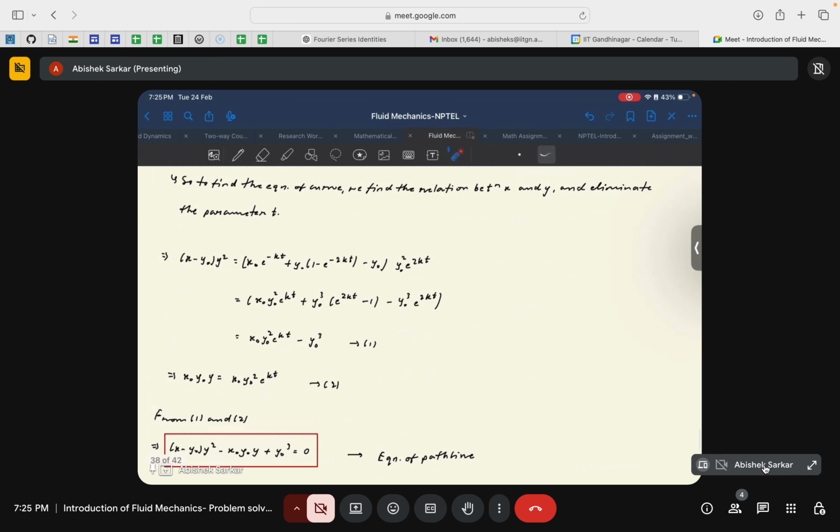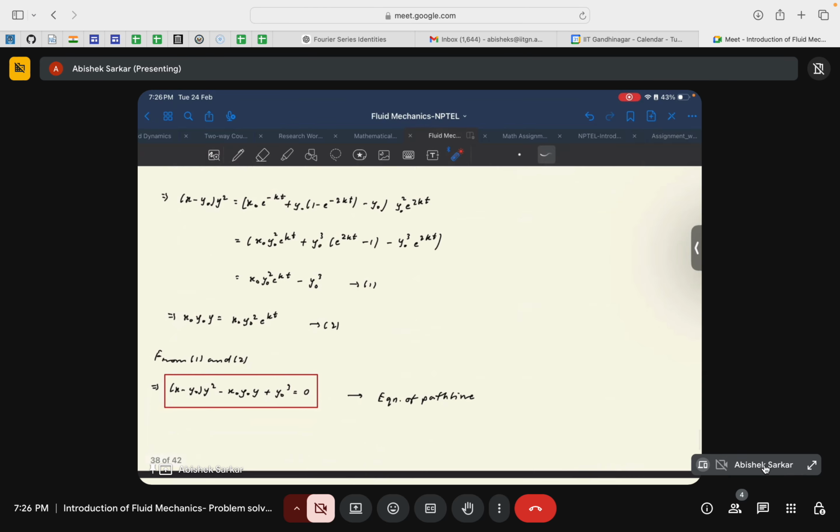Now if you check this, it is simply equal to x naught times y naught times y. y is y naught e to the power kt, right? So x naught times y naught times y gives you x naught y naught squared e to the power kt. So from these two expressions you can clearly see that you can write (x minus y naught) times y squared minus x naught y naught y plus y naught cubed will be equal to 0.